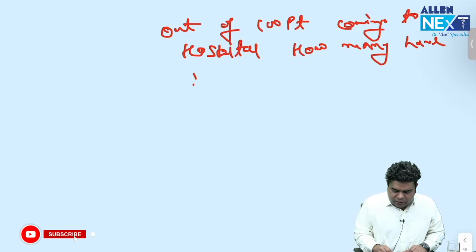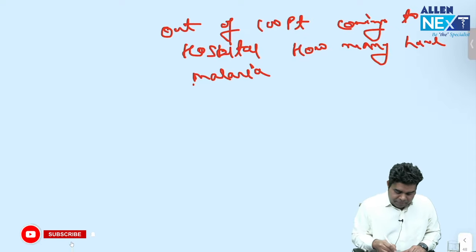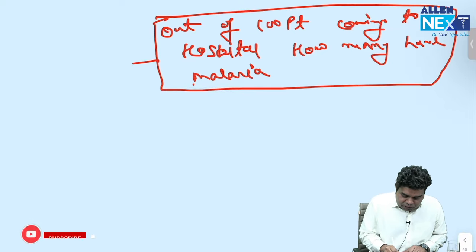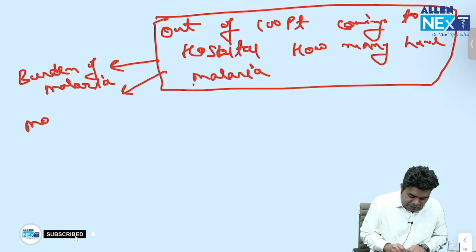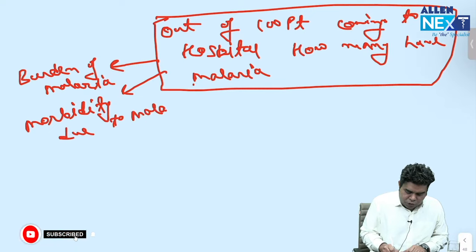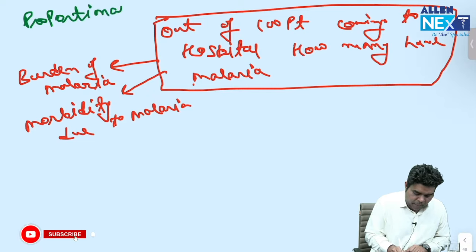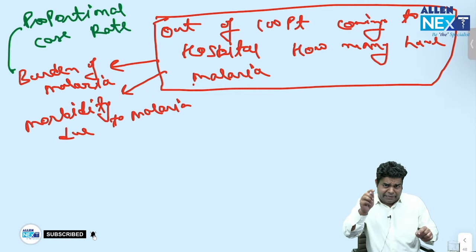So this will tell you whether malaria is a common problem of your area or not. And this will also tell you how many people suffer due to malaria. So this will tell you two things. What is the burden of malaria? And what is the morbidity due to malaria? How many people suffer due to malaria? And this is known as proportional case rate. Do remember proportional case rate, morbidity and burden. Remember it right now, please.